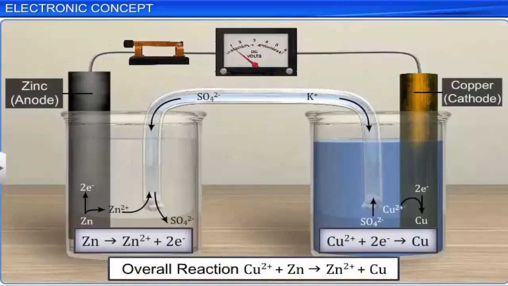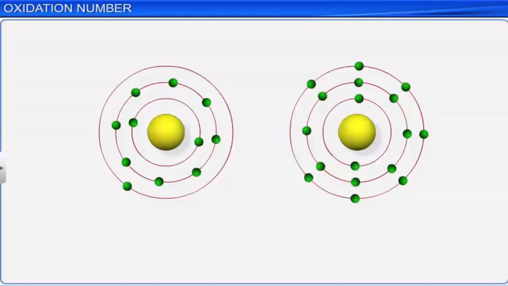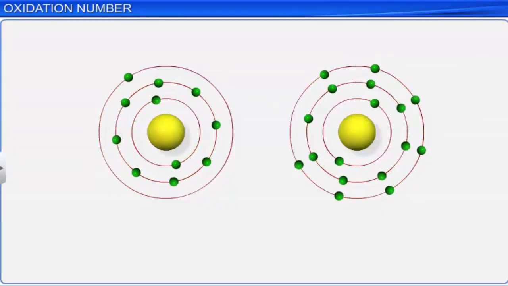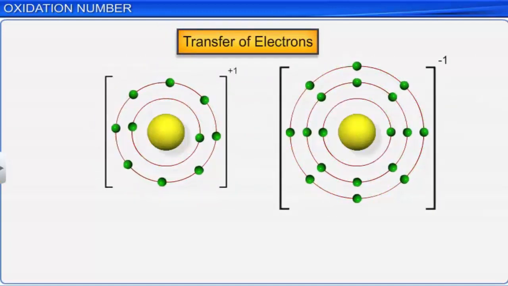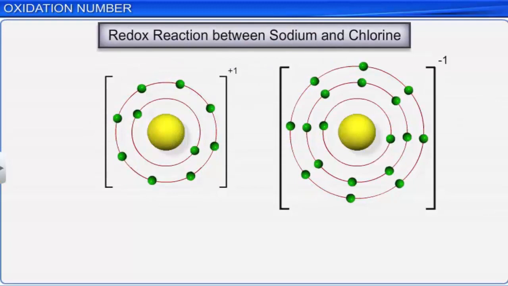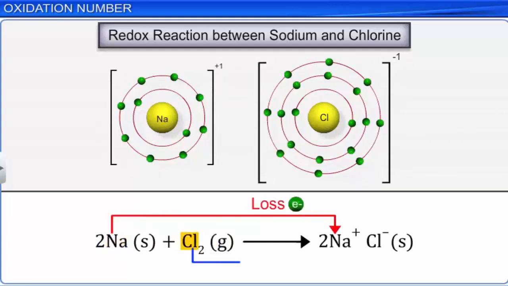Thus, the knowledge of competition between the metals to release the electrons helps us to construct galvanic cells, in which the chemical energy is converted into electrical energy. We learned that in redox reactions, transfer of electrons takes place. For example, if you look at the ionic reaction between sodium and chlorine, it is clear that sodium loses an electron and chlorine gains an electron to form sodium chloride.